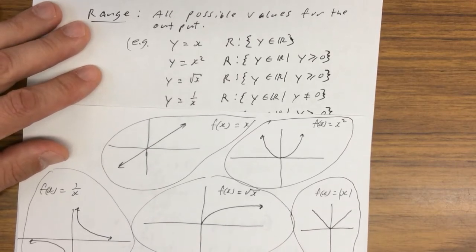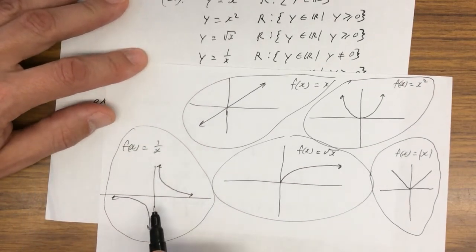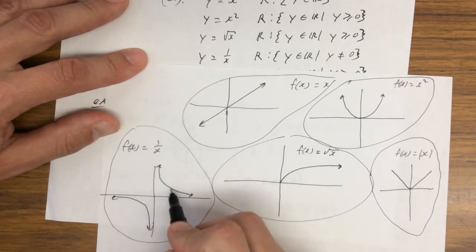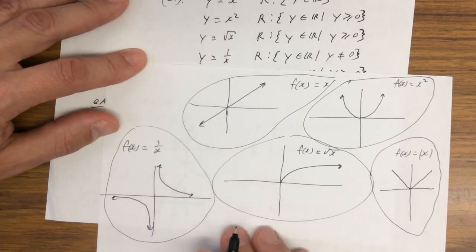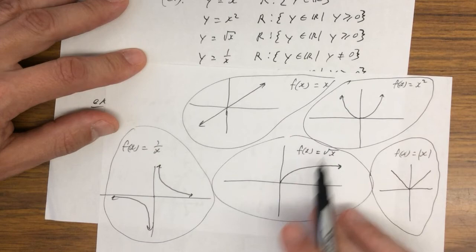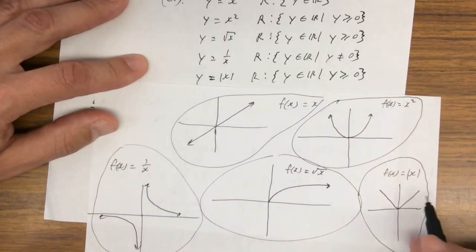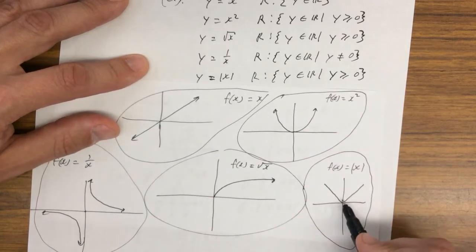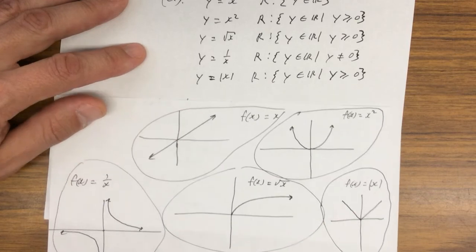And then 1 over x, we've got this graph over here for 1 over x. Y is any possible real number except it can't be 0, because you can see it never hits the x-axis here. So y is every real number except 0. And then the absolute value of x, we've got this one over here. This graph is the absolute value of x. So y is any positive real number, including 0.